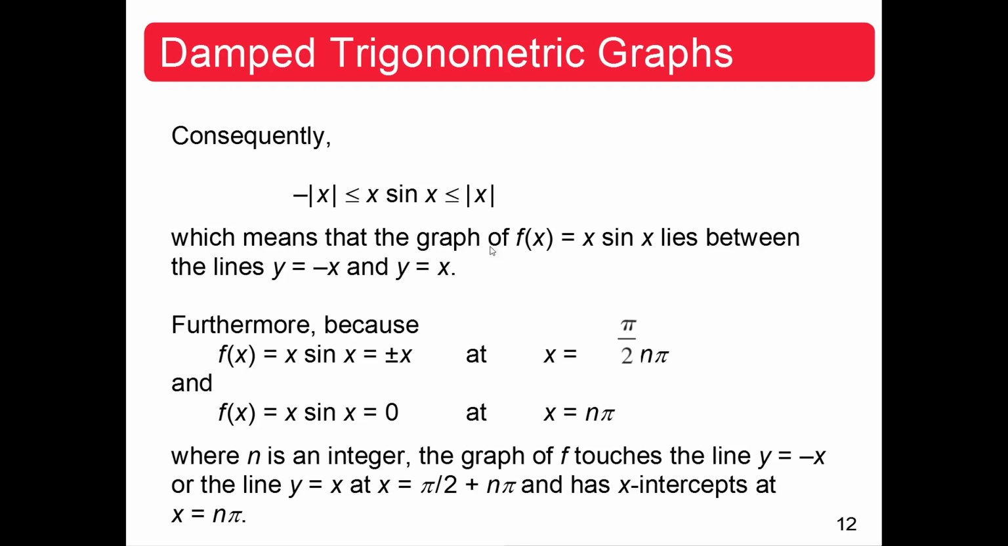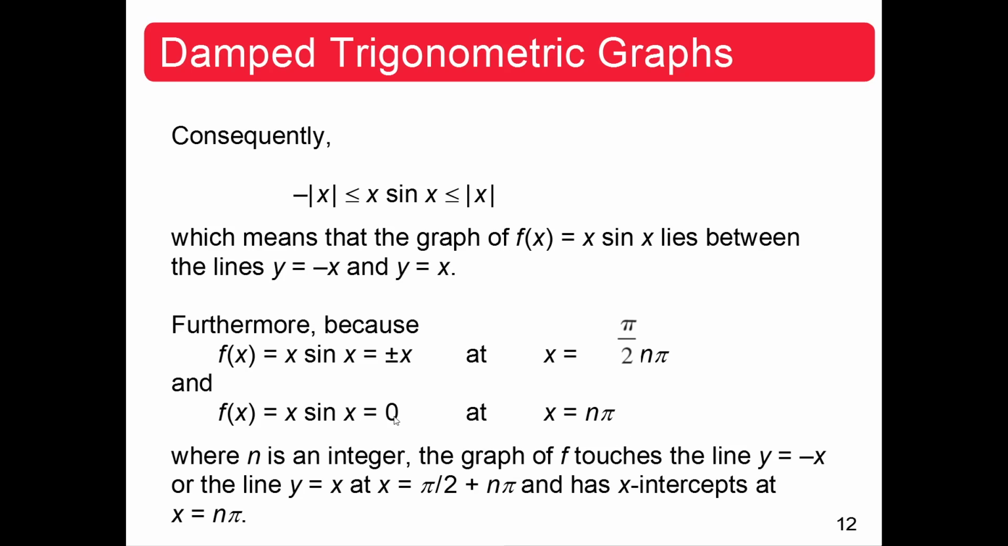Now, they've got a little bit more information here, and this is related to what I was talking about a moment ago when I said that we're occasionally going to touch these curves. We know that f of x equal to x times sine of x will take on x and -x as the value whenever sine is +1 or -1 respectively. In other words, this will be at pi over 2 plus an integer multiple of pi.